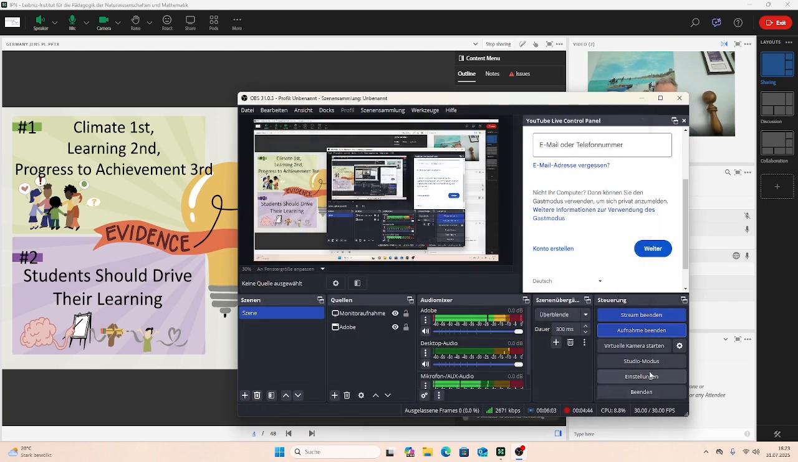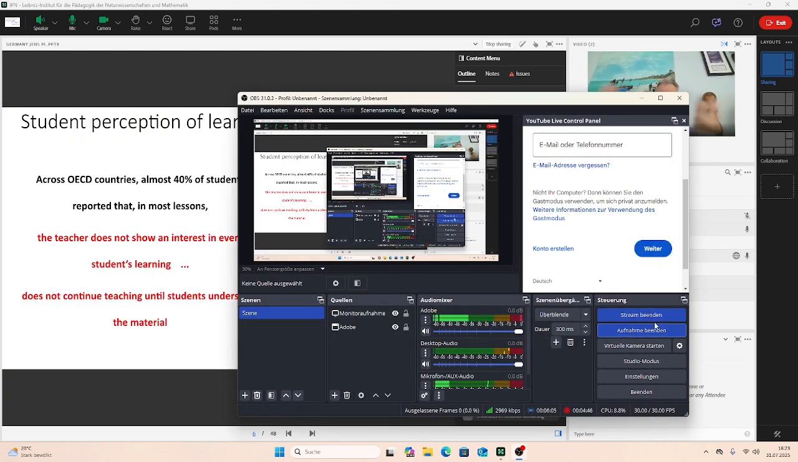Let me comment on climate. PISA did a study, 28 million students. 40% of students reported that in most lessons, the teacher does not show an interest in my learning.